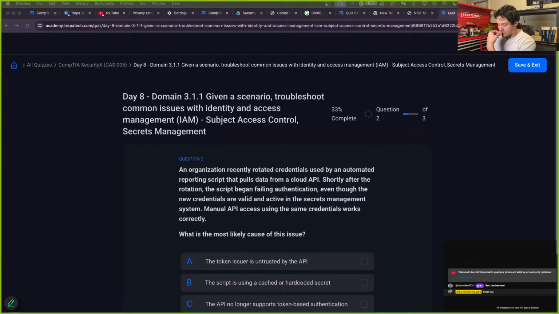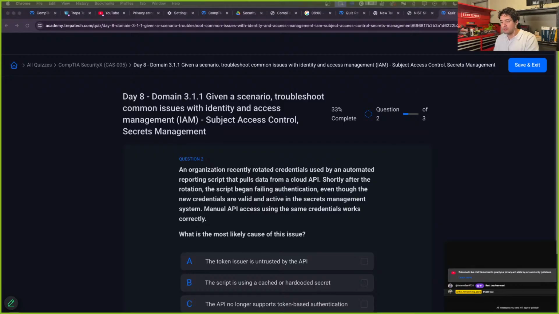An organization recently rotated credentials used by an automated reporting script that pulls data from a cloud API. Or whatever. So we have a script. It's a process-based access control, and we rotated credentials, whatever that means. API key, client ID. It failed, but the new credentials are valid and active in the secrets management system. So we're pulling them maybe from that secrets management system.